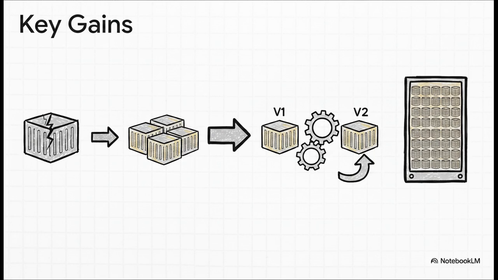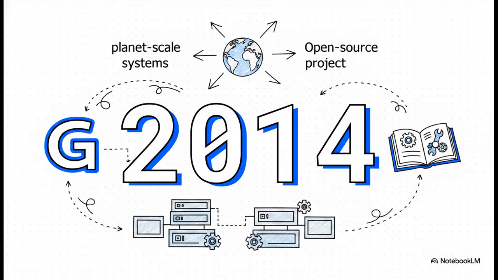So let's just quickly break down those key gains. Self-healing means if a container crashes in the middle of the night, Kubernetes restarts it automatically. No one gets paged. Scalability means if you get a sudden rush of traffic, you just tell Kubernetes, I need 50 copies of my app now, and it just handles it. It makes updates way safer, and it helps you get the absolute most bang for your buck out of your server hardware.